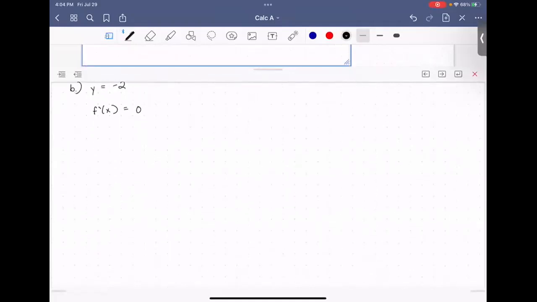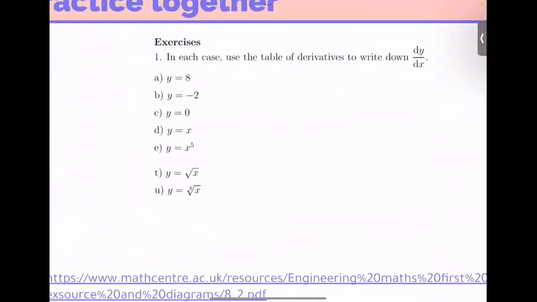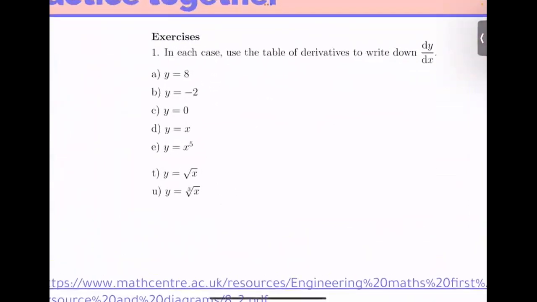Perfect. Moving on, let's go to problem C. y is equal to 0, which is also a constant. I'm going to go ahead and skip that because we know that the derivative of a constant is going to be 0. So let's actually not do C, and let's go to D.